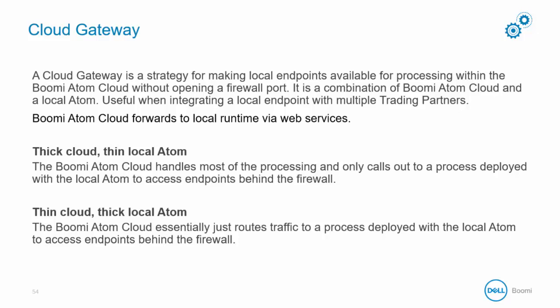This is useful when integrating a local endpoint with multiple trading partners. Boomi Atom Cloud forwards to the local runtime via web services, and the only question then is who will do the work. You can have a thick cloud and a thin local Atom where the Boomi Atom Cloud handles most of the processing and only calls to the process to access the local endpoints. Or you can have the reverse of that, where you can have a thin cloud, which is essentially just routing traffic to a process deployed with the local Atom to access endpoints that are behind the firewall.